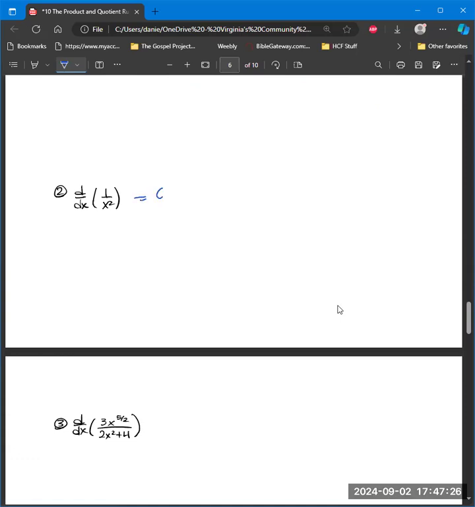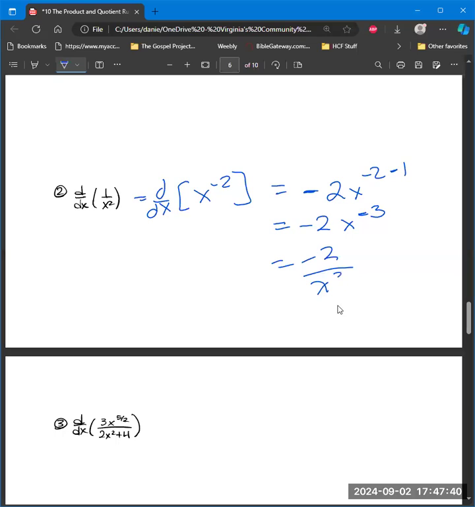Now I'm going to write this as the derivative with respect to x of x to the negative second. That's going to be a negative 2 x to the negative 2 minus 1, which is a negative 2 x to the negative third, which is a negative 2 over x to the third.